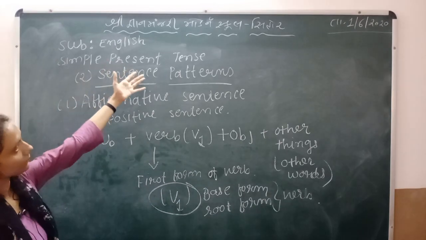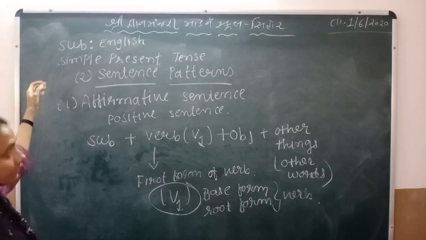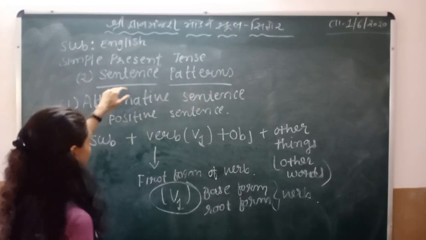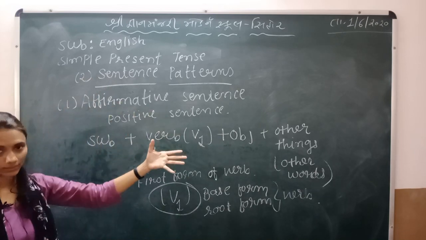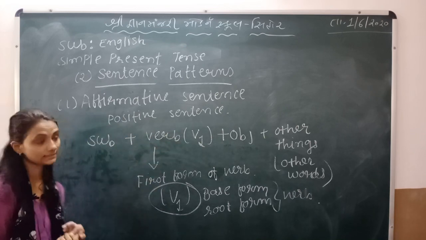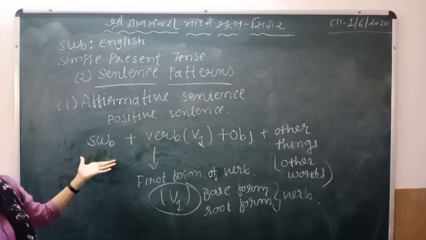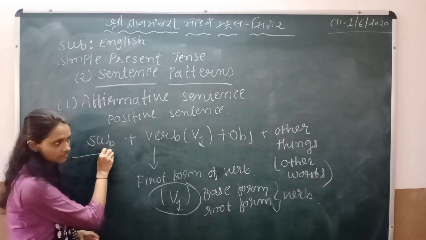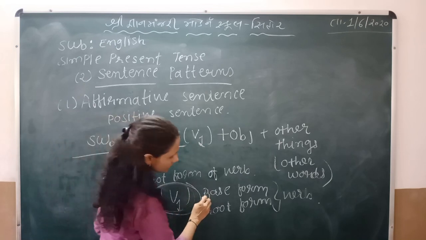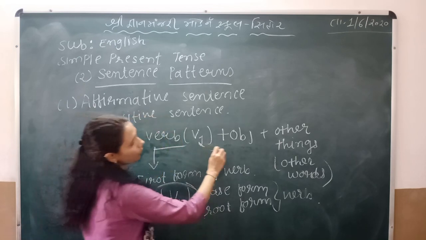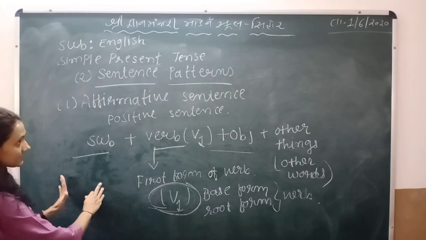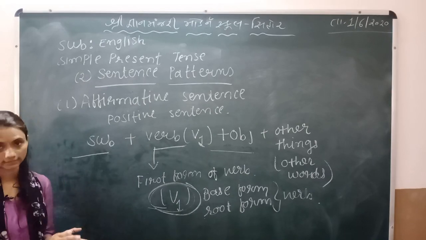Let me revise it so you can understand it very well. We are dealing with simple present tense, and first we have done the usages of simple present. Secondly, we are doing the sentence patterns. In sentence pattern, we are doing affirmative sentences, also known as positive sentences. The sentence pattern of affirmative sentence is subject, verb, V1, base form or root form of the verb, object and other things, or other words.